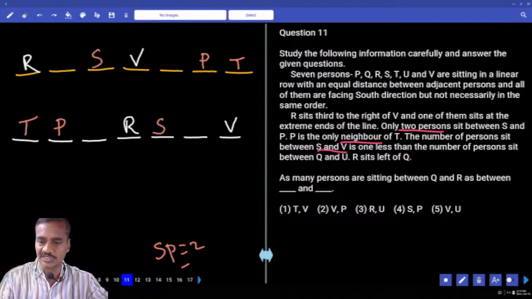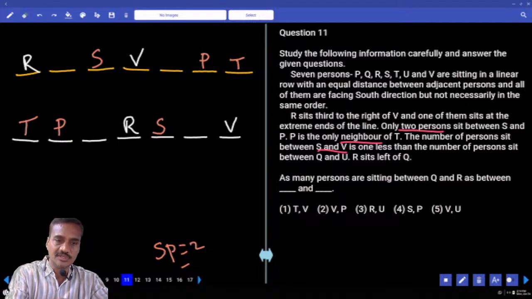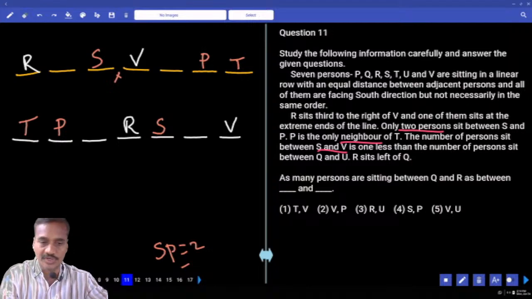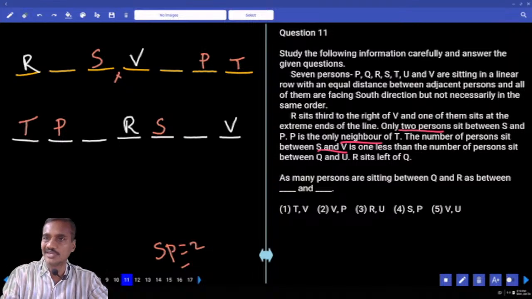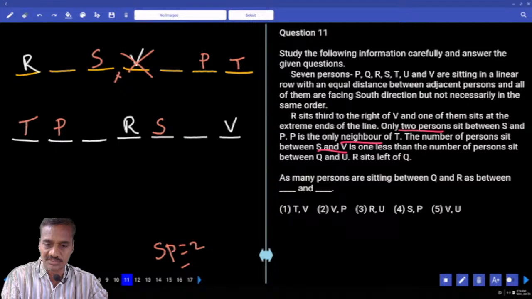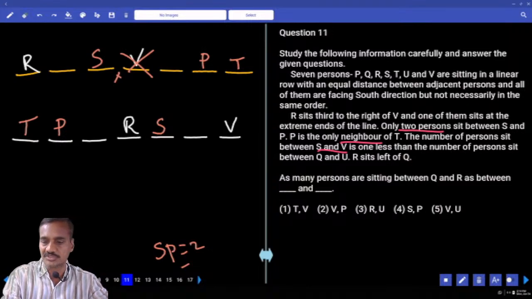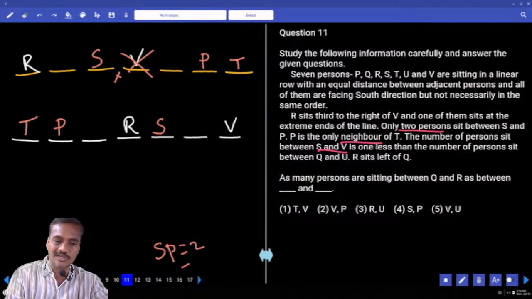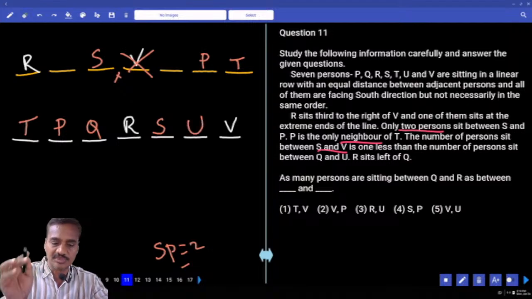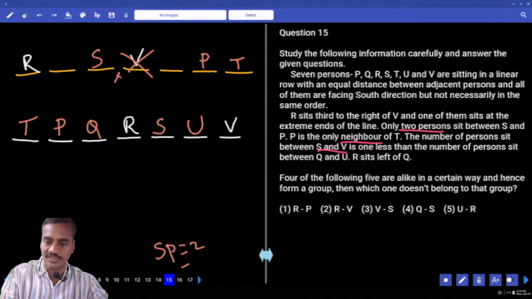And the number of persons seated between S and V is 1 less than between Q and U. Between S and V, there is 0, and that is 1 less than Q and U. That means between Q and U, we need to have exactly 1. Is it possible? Not possible in the first case. Next, in this case, between S and V there is 1 person, so between Q and U there are exactly 2 persons. R sits to the left of Q. Q is here. Then U must be at this place. Done with this? Now this is about question numbers 11 to 15.